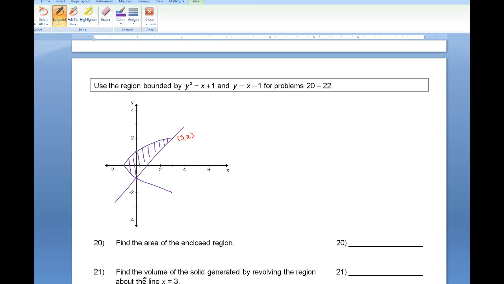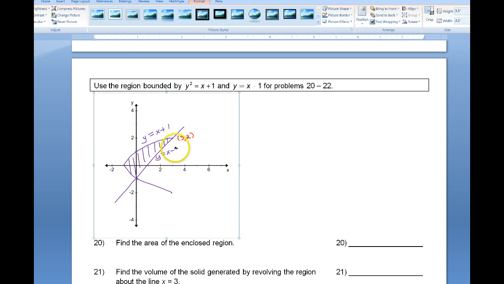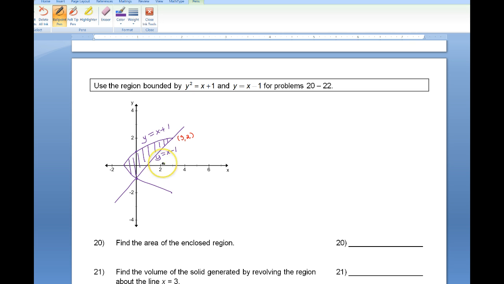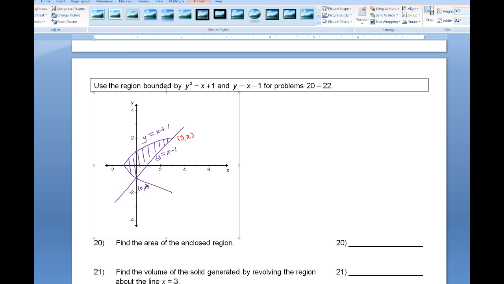So for problems 20 through 22, we're going to use the region bounded by y squared equals x plus 1, that is this curve, and then y equals x minus 1. The first thing that we want to do is find the intersection points. I labeled them here as (3, 2) and this is going to be the point (0, -1).